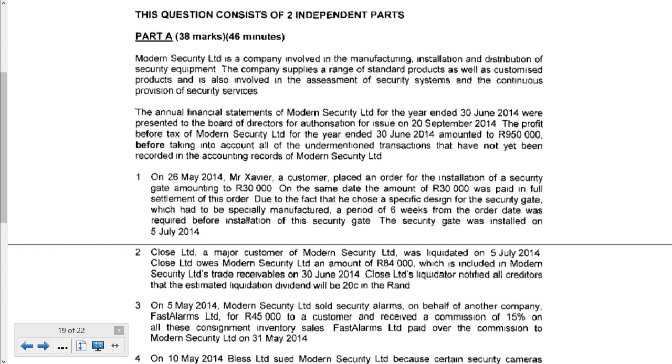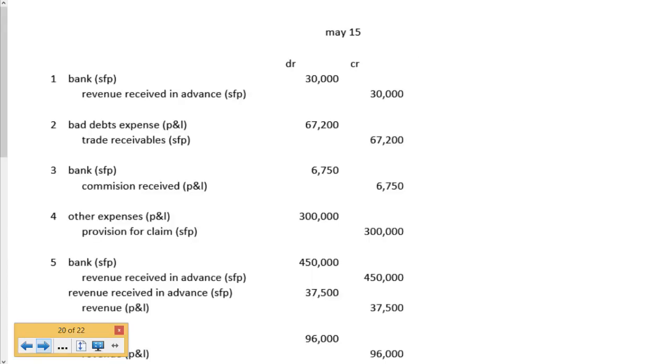The second one, a major customer was liquidated. He owes us an amount of 84,000 Rand, which is included in receivables, and the liquidator said there would be an estimate of 20 cents on the Rand, which means that the 80 cents we're going to write off, isn't it? So we have to write off a receivable. So debit bad debts expense, credit receivables for 80 cents in the Rand, 80% of that balance. The rest, the 20 cents, can stay as receivables. Hopefully we'll get paid out on liquidation.